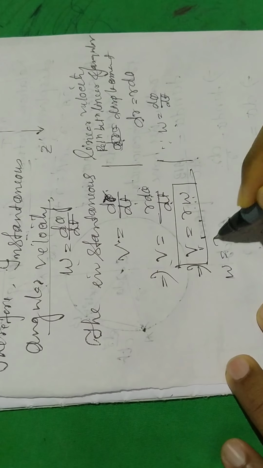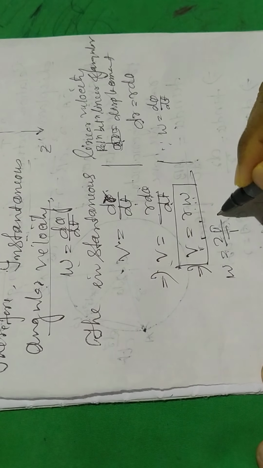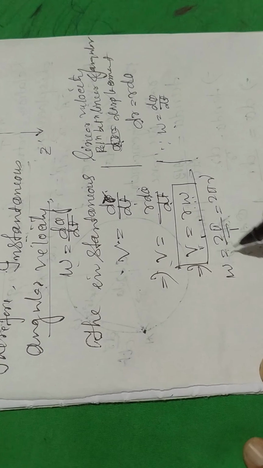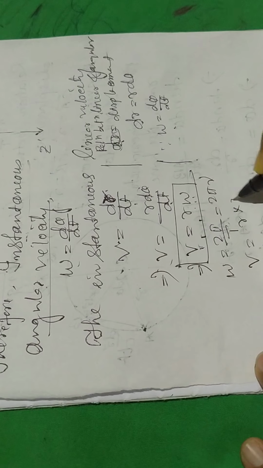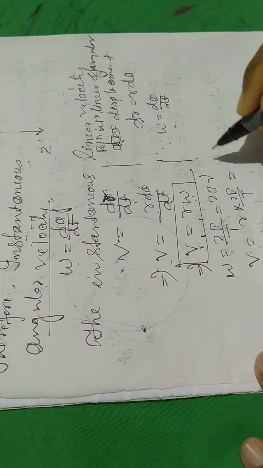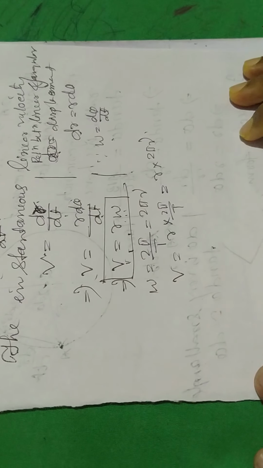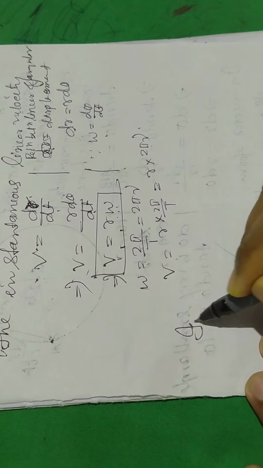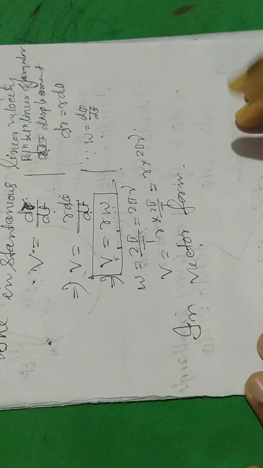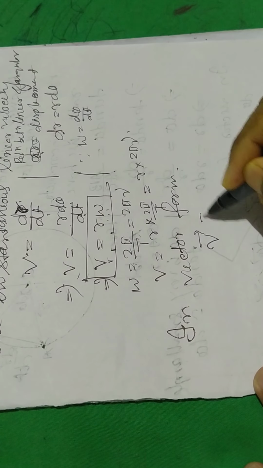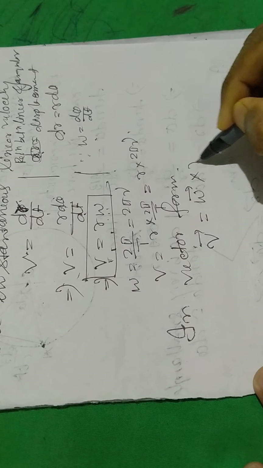If you write omega equal to 2 pi by T, or 2 pi nu, then v equal to r into 2 pi by T, or r into 2 pi nu. In vector form, v equal to omega, the angular velocity, cross r.